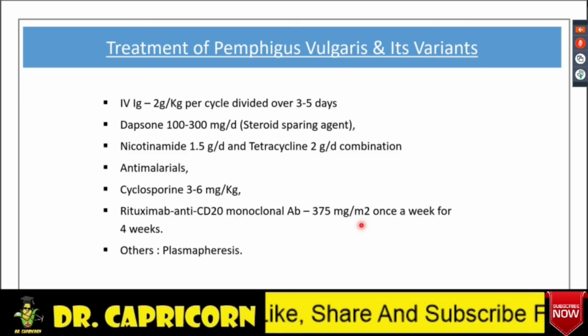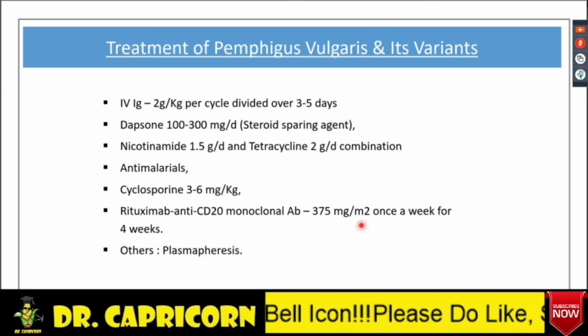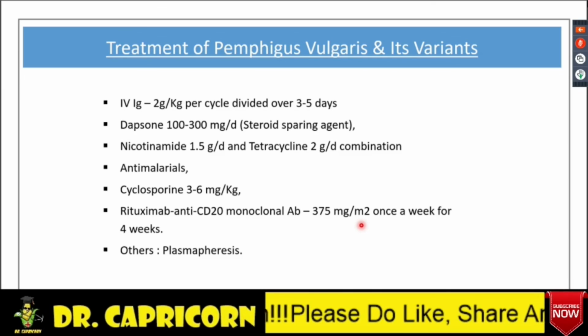Dapsone has been tried. Results are not that great in the pemphigus vulgaris group of disorders. Cyclosporin has been tried. And rituximab is coming up as one of the treatments of choice. It is a biologic agent, an anti-CD20 monoclonal antibody, and the dose is 375 milligram per meter square of body surface area. We follow a protocol where it is given twice, every 2 weeks, and you may get an MCQ. The treatment of choice these days may be rituximab, but otherwise it is high dose steroids.